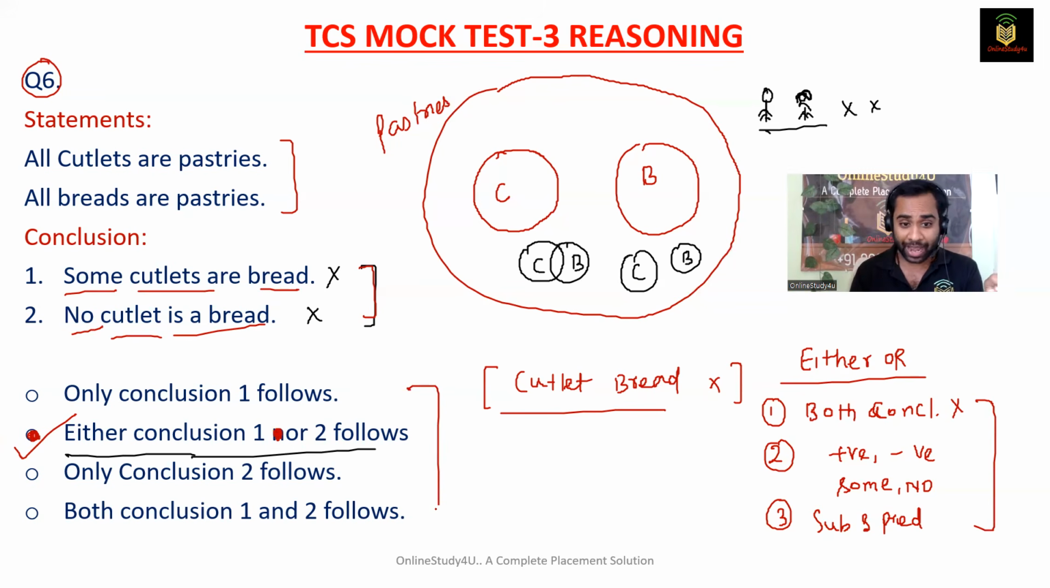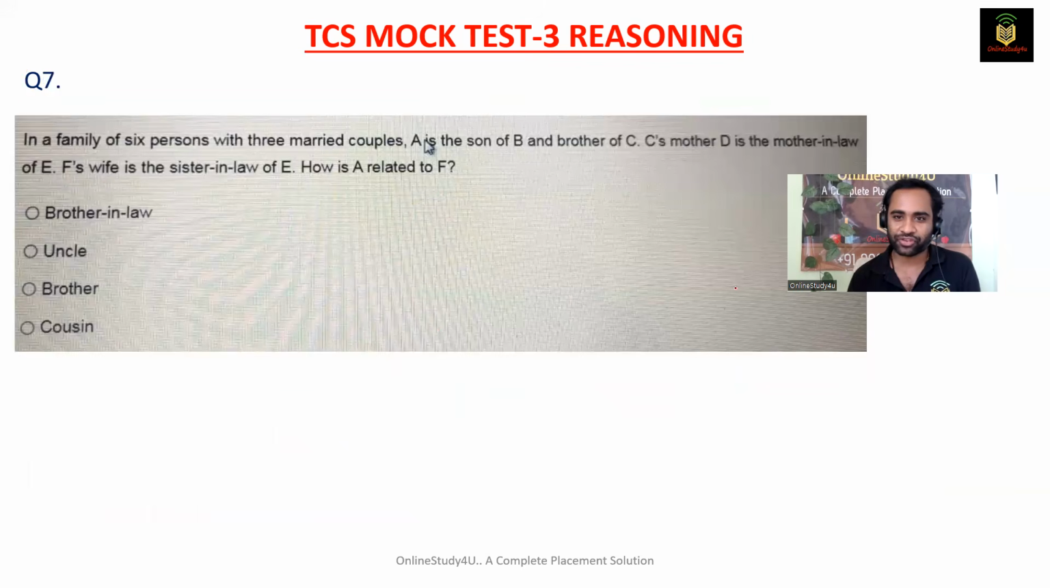So remember, I will give you one tip. Whenever you see "either" in the options, you have to be a little extra careful, because your answer might be "either". I have seen that in 98% of the cases your answer will be "either" only, and that is the reason it has been given to you. Now question number 7.